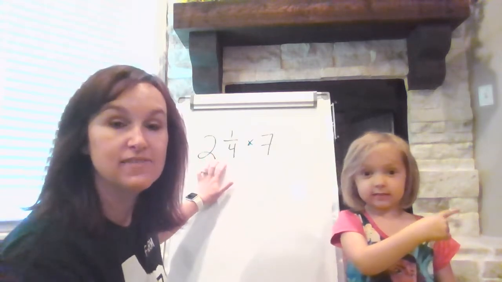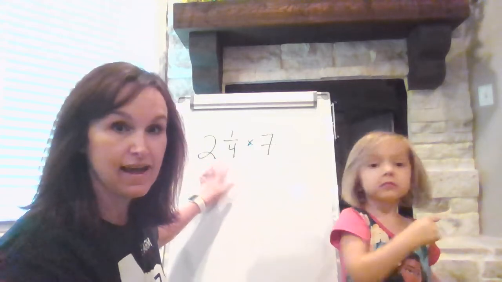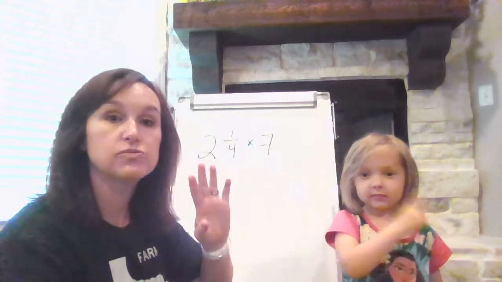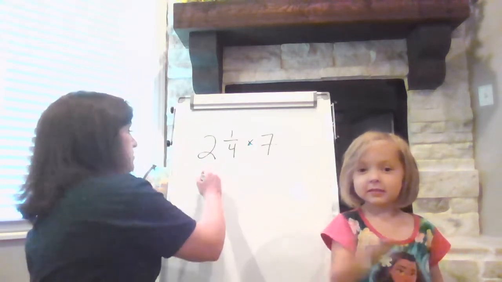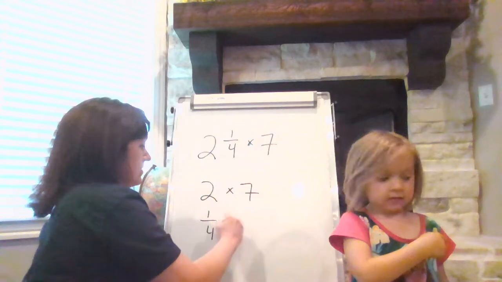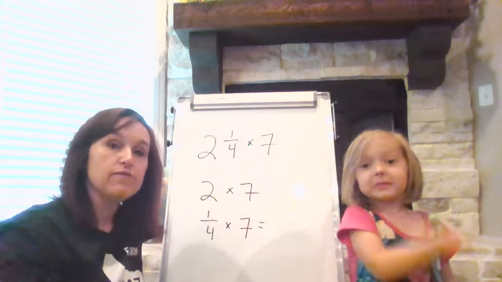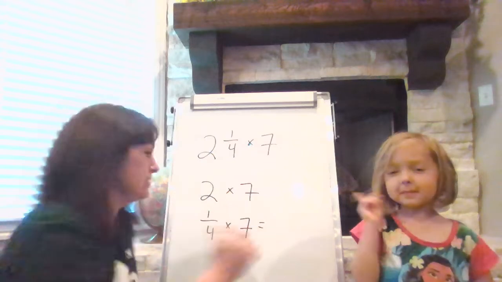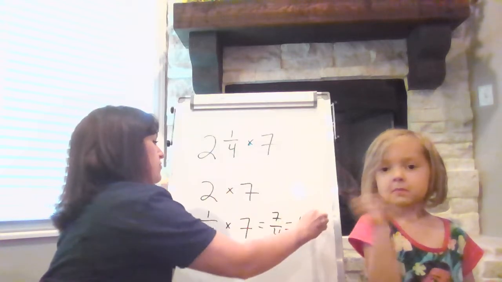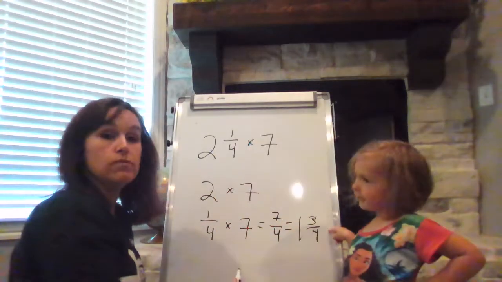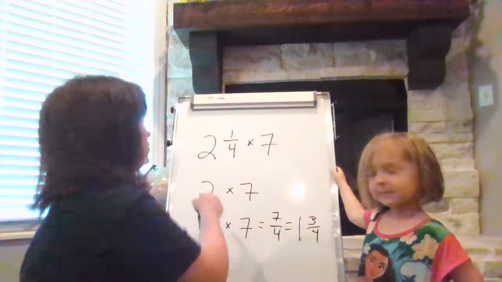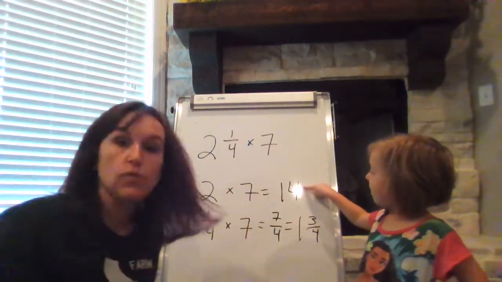All I've done now is instead of having 7 1/4, I have 2 1/4 7 times. So what I'm going to do, I'm going to break this up. I'm going to do 2 times 7, and then I'm going to do the 1/4 times 7. Now, we already know that 1/4 times 7 is 7/4, or 1 3/4. Now, we also know, if you don't know this, you're not doing your reflex. 2 times 7 is 14.